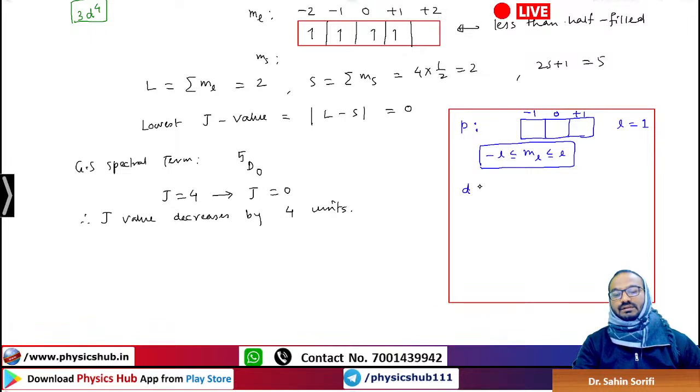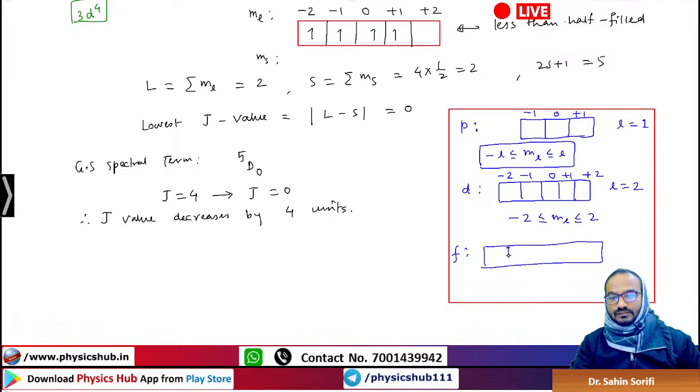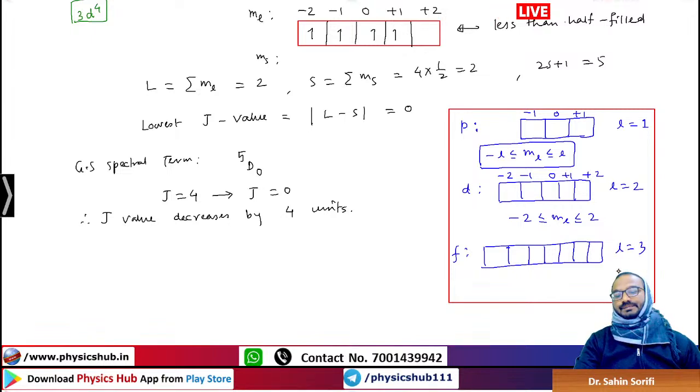Now when you consider d orbital, there are 5 subshells. For S, P, D, L is 2. So the ml value will be from minus 2 to plus 2: minus 2, minus 1, 0, plus 1, plus 2. If you consider f, there are 7: 1, 2, 3, 4, 5, 6, 7. S, P, D, F, L equals 3, so minus 3 to plus 3.